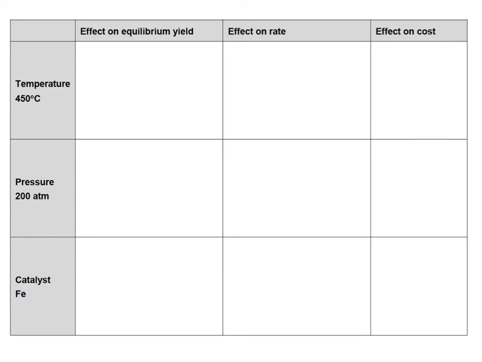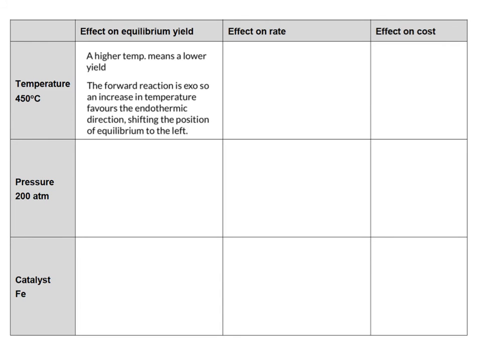So let's put all of that together by considering the temperature, the pressure, and the catalyst, and how they affect the equilibrium yield, how they affect the rate, and because this is an industrial process, how they affect cost. So a higher temperature means a lower yield. The forward reaction is exothermic. That means if we increase the temperature, we're going to favour the endothermic direction, which is the backward reaction. So we're going to shift the position of equilibrium to the left.